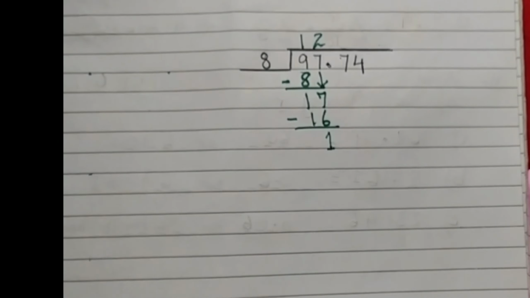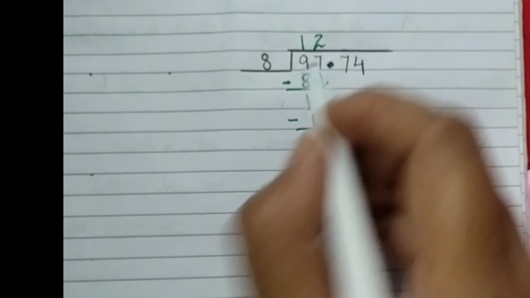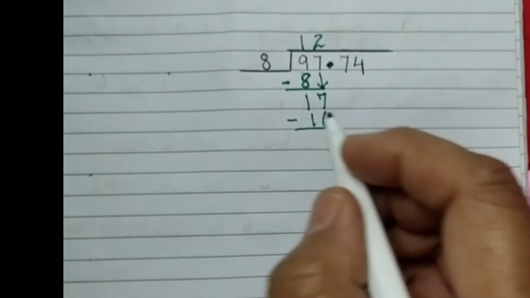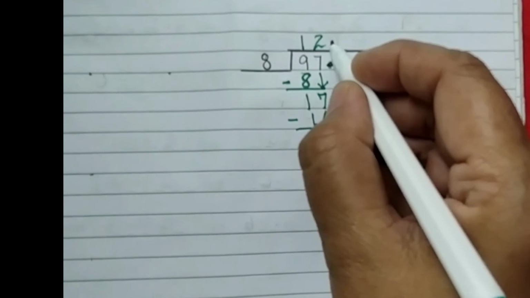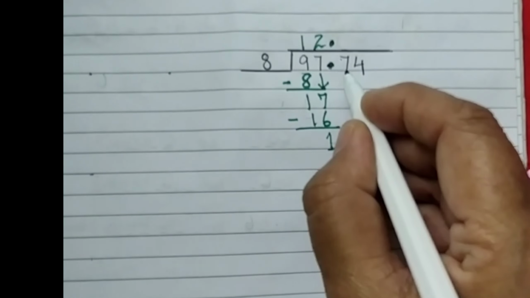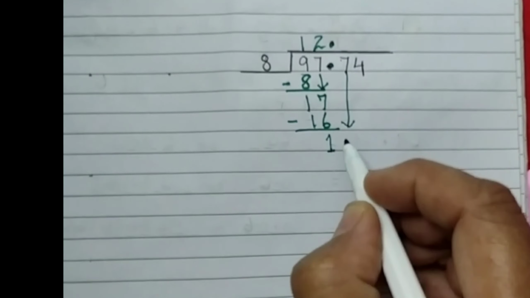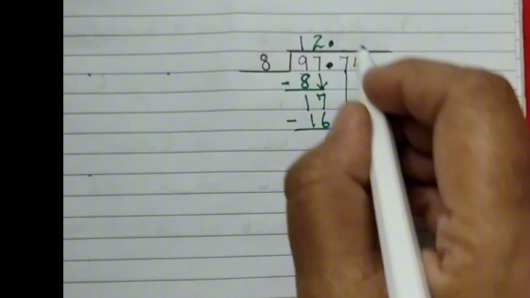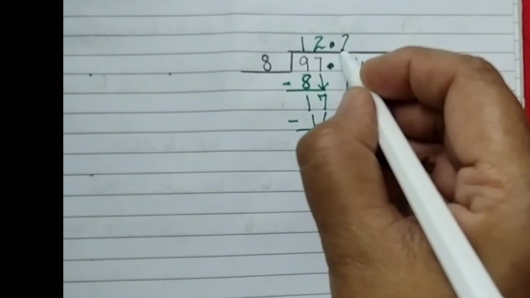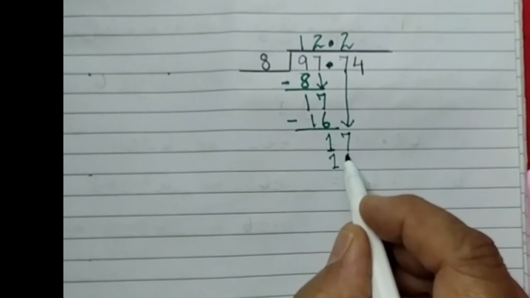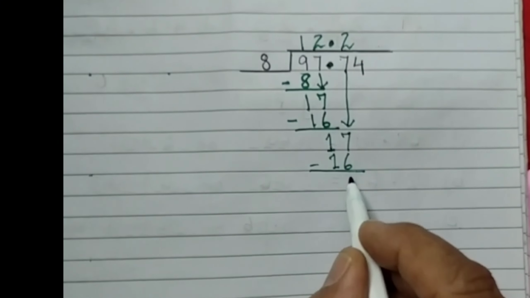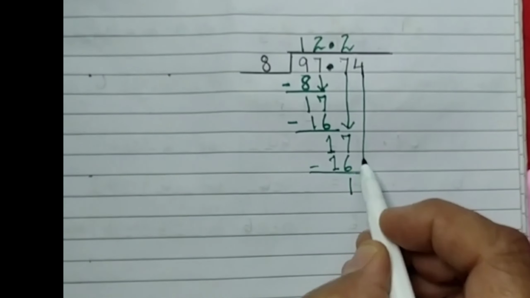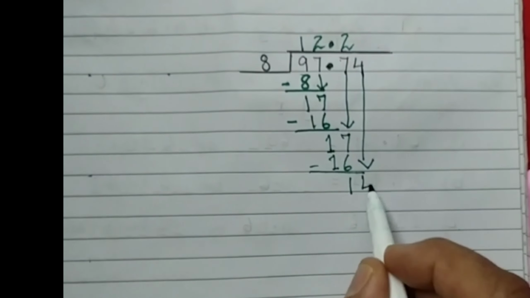But after 7 I can see a decimal point here. I can't bring the decimal point down. It's not the rule. So what will I do? I'll just shift the decimal point up first. Then I will bring the 7 down. 8 times 2 is giving me 16, and I minus this again, I got 1. Then I will bring the 4 here.